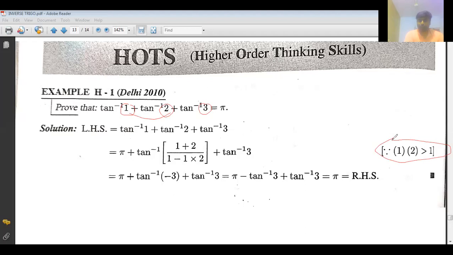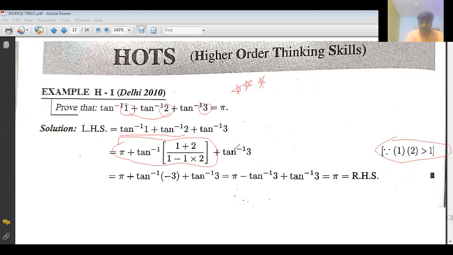We take it under a note point there. Tan inverse of 1 plus tan inverse of 2. What is the formula? Pi plus. This is very, very important. Okay, so this problem is very important. Okay, tan inverse of 1 plus tan inverse of 2. The product of 1 and 2 is more than 1.